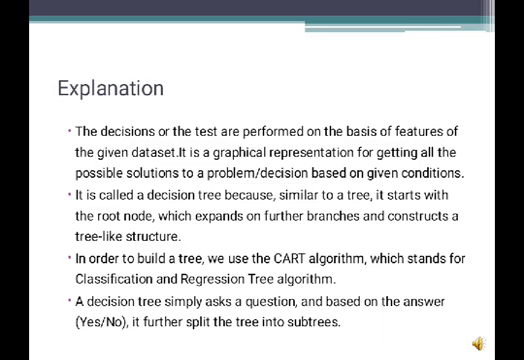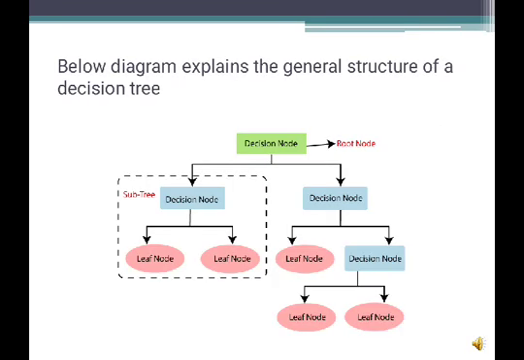A decision tree simply asks a question, and based on the answer, yes or no, it further splits into subtrees. This is a diagrammatic representation of how to construct a decision tree.